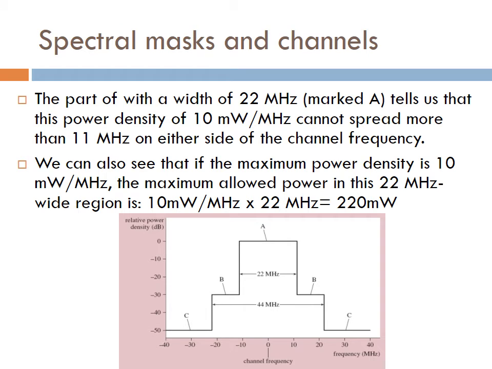The part with a width of 22 megahertz, marked by the region A, tells us that this power density of 10 milliwatt per megahertz cannot spread more than 11 megahertz on either side of the channel frequency, represented by 0 in the spectral mask. We can also see that if the maximum power density is 10 milliwatt per megahertz, the maximum allowed power in the 22 megahertz wide region is 10 milliwatt per megahertz times 22 megahertz. This will be equal to 220 milliwatt.